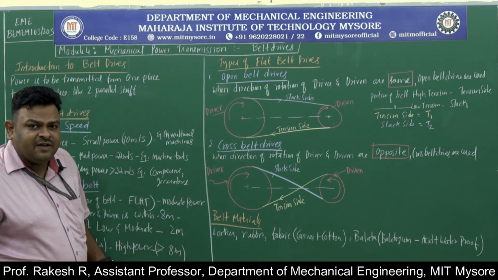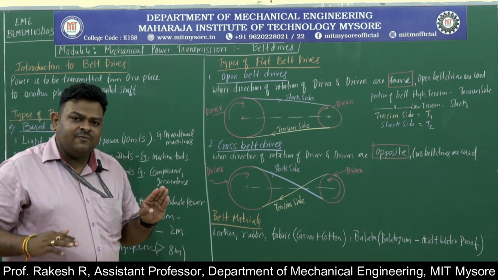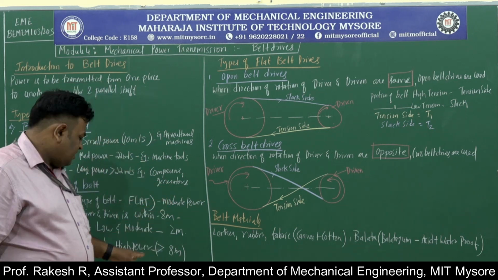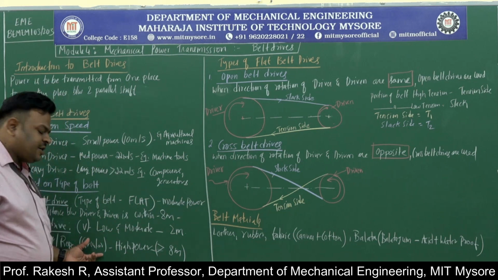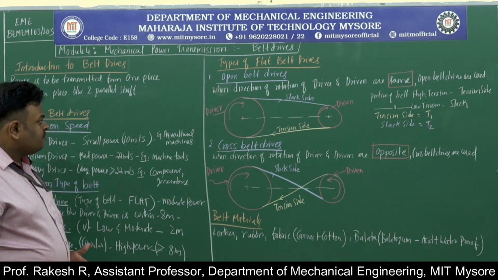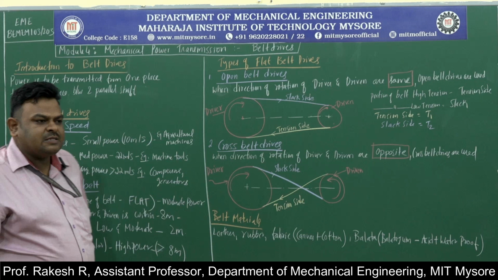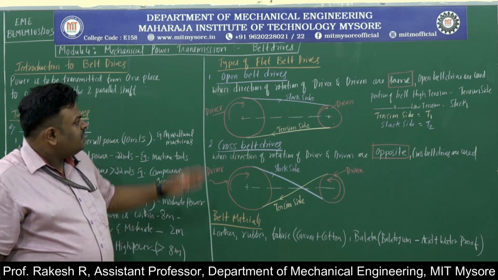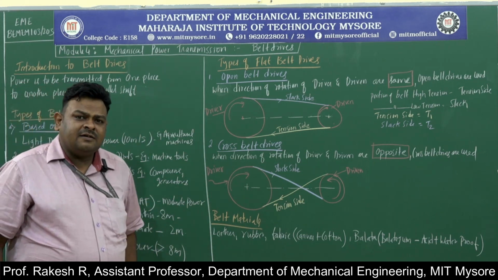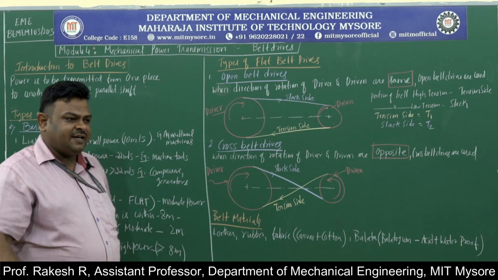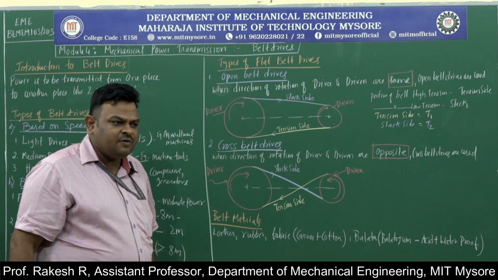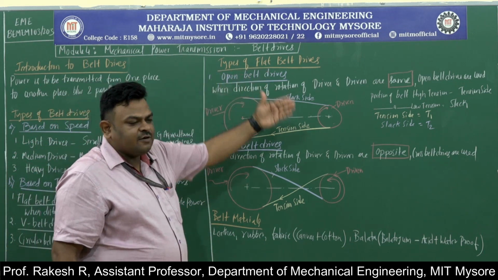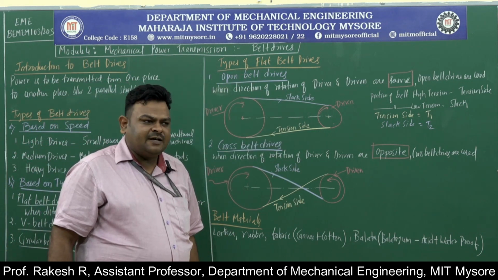The distance between driver and driven will be greater than 8 meters in case of circular or rope drive. So these are the typical examples of belt drives. Let us see the types of flat belt drive. So we are taking flat belt in detail in this module. That's why we are concentrating on types of flat belt drives.